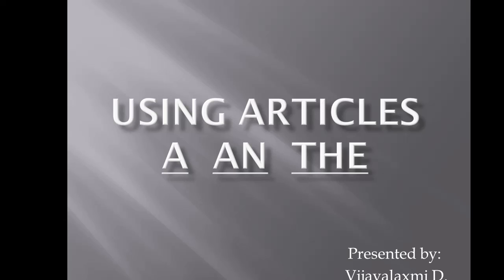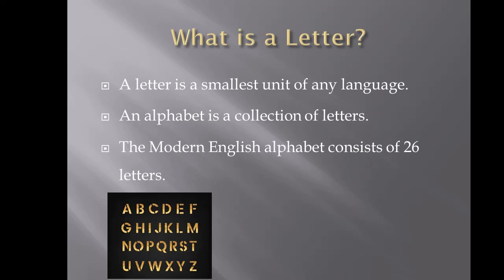Today I am going to explain to you about articles a, an, and the, and determiners. Before explaining the articles, let me explain what a letter is. A letter is the smallest unit of any language. An alphabet is a collection of letters. The modern English alphabet consists of 26 letters.